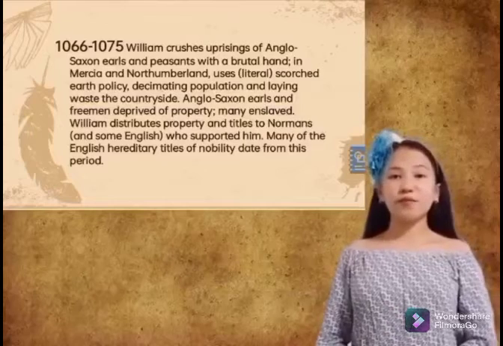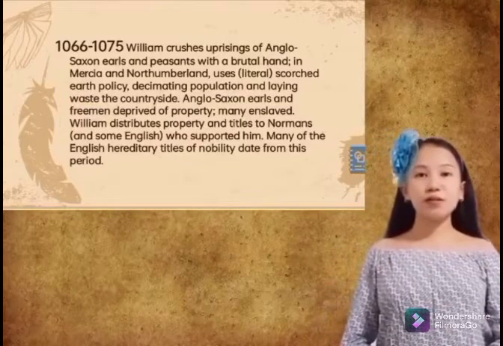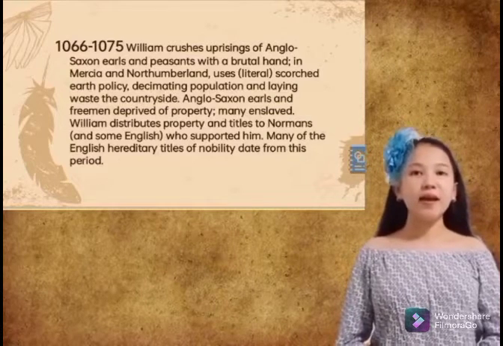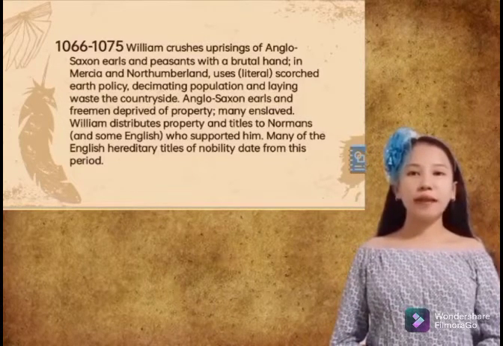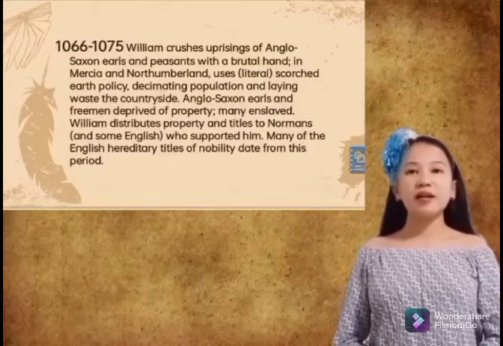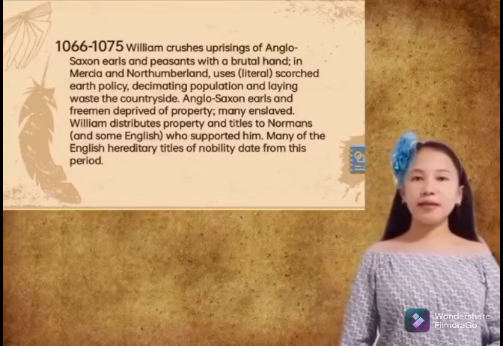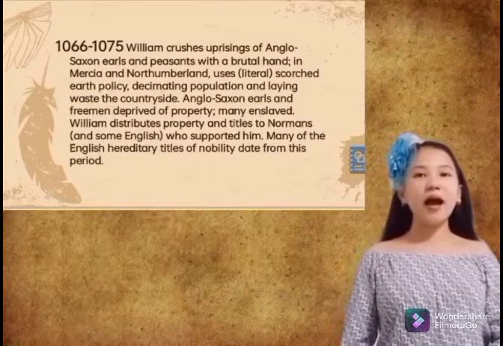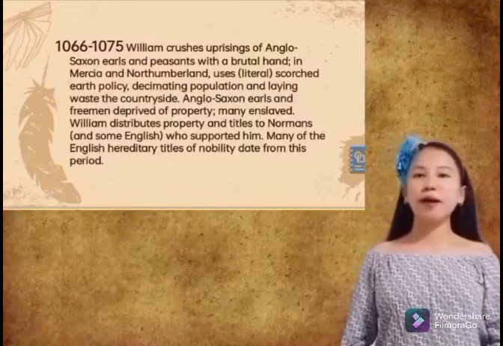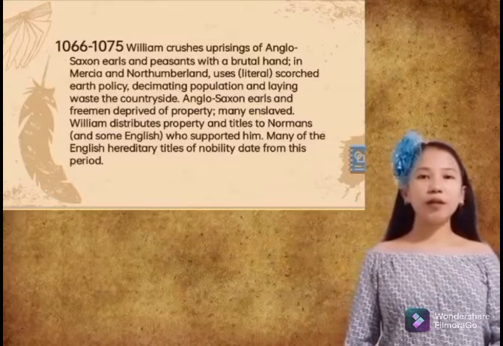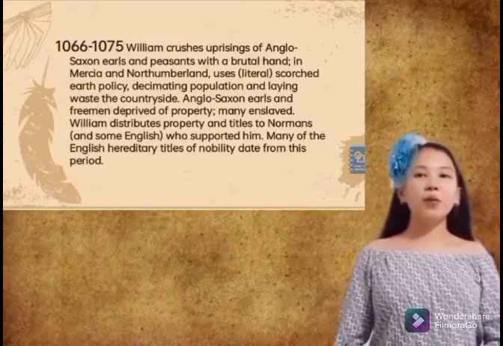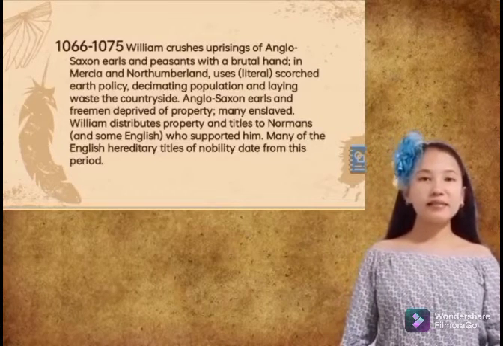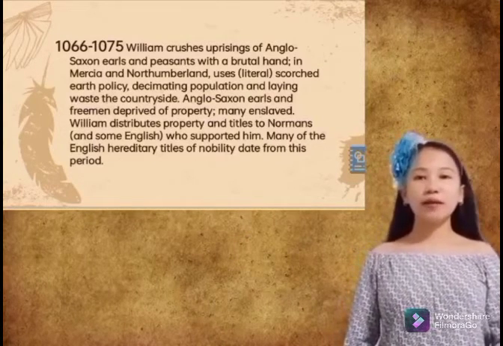From 1066 to 1075, William crushes uprisings by Anglo-Saxon earls and peasants with a brutal hand. In Mercia and Northumberland, he uses a literal scorched earth policy, decimating the population and laying waste to the countryside. Anglo-Saxon earls and freemen are deprived of property, and many are enslaved. William distributes property and titles to Normans and to some English who supported him.